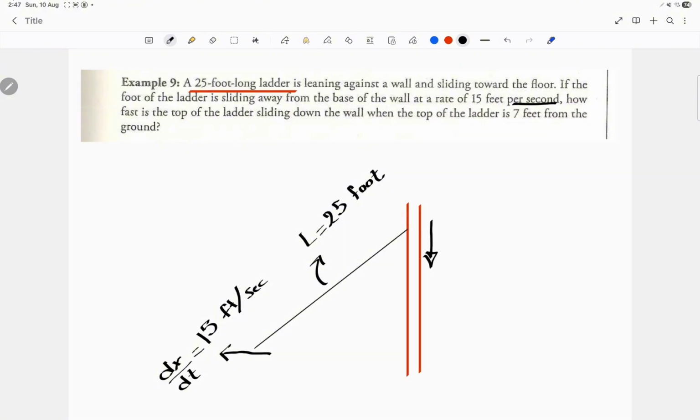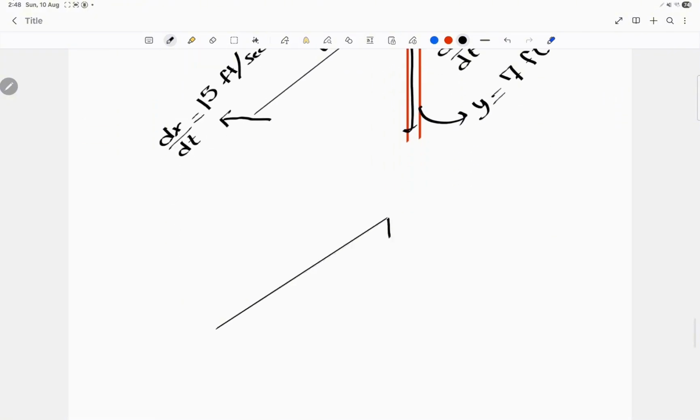So when the ladder slides away, the top also slides down, correct? So the dy over dt will be sliding down. How fast is the top of the ladder sliding down the wall when the top of the ladder, which means from here all the way to here, is 7 foot? Do we have a right triangle here? Yeah. Smart. We have a right triangle whose hypotenuse is 25, whose height is 7.